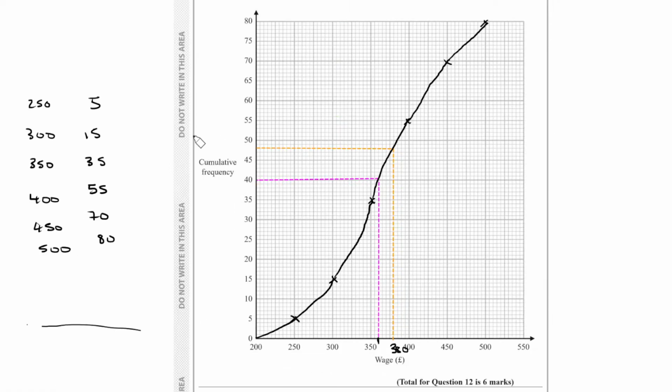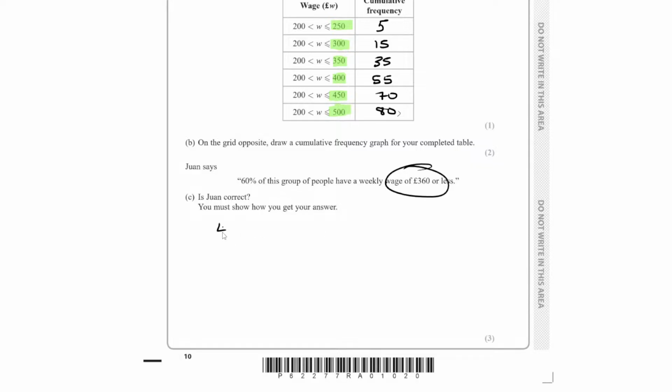So the one I did was the pink one, right? I got 40. So in my working out, I'd say, well, 40 out of 80 times 100. Again, they've chosen nice numbers because it's a non-calculator. That's obviously 50%, isn't it? So I worked out that 50% of people have a weekly wage less than 360. And he said 60%. So is he correct? You have to say yes or no.